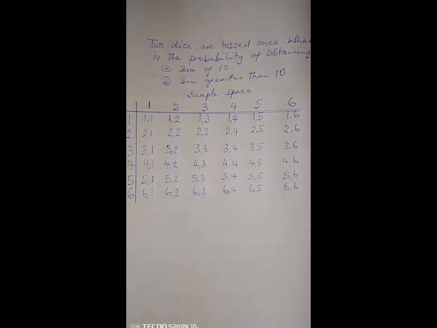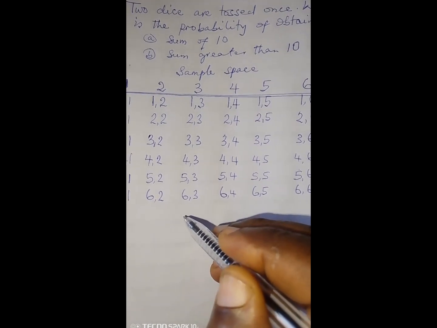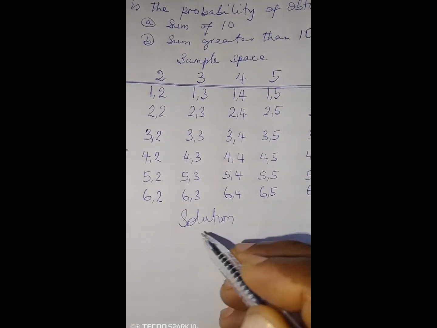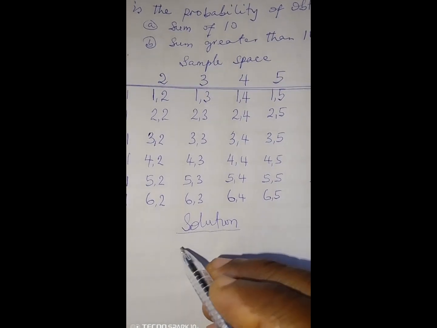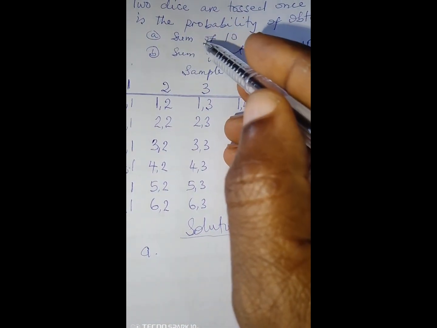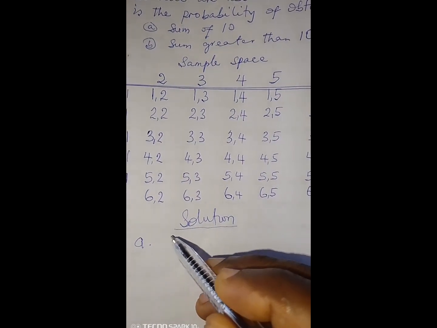I have come with a question here. Two dice are tossed once, and you're asked to obtain the probability of a, a sum of 10, and b, a sum greater than 10. Now, looking at the sample space, what is the probability that on the faces of the two dice that you have tossed, when you sum them together, you get 10?